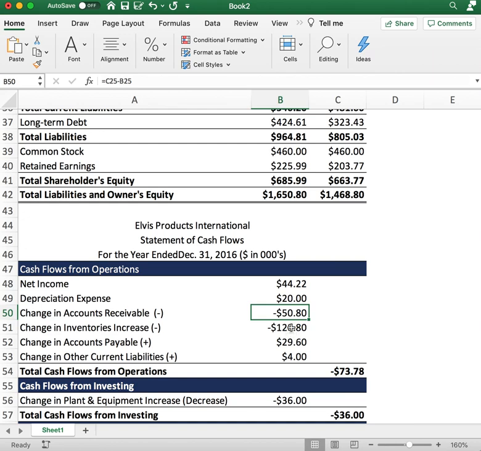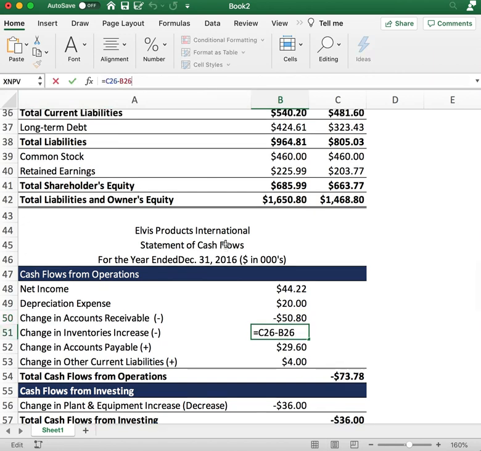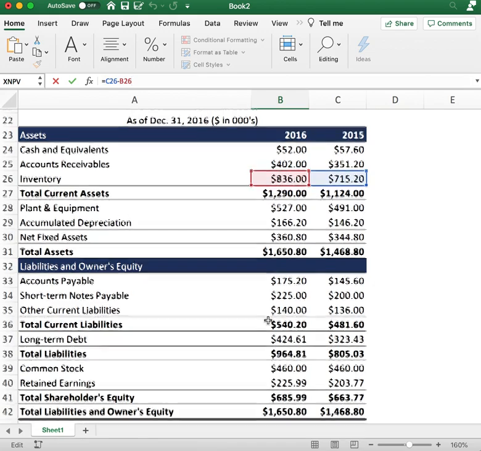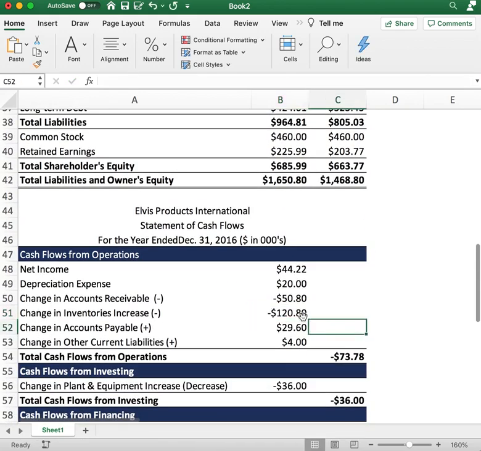And the same goes for inventory. So the concept for inventory is that the company increased the amount of inventory it has in its warehouse. So usually what that means is the company has paid for this inventory. So that's going to represent a cash outflow because the company is paying cash to purchase the inventory. All right, so we're going to subtract that again because it's part of the operations.